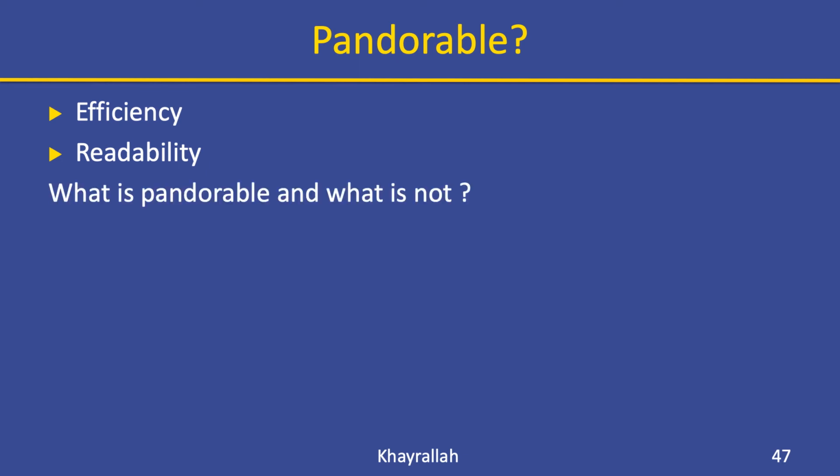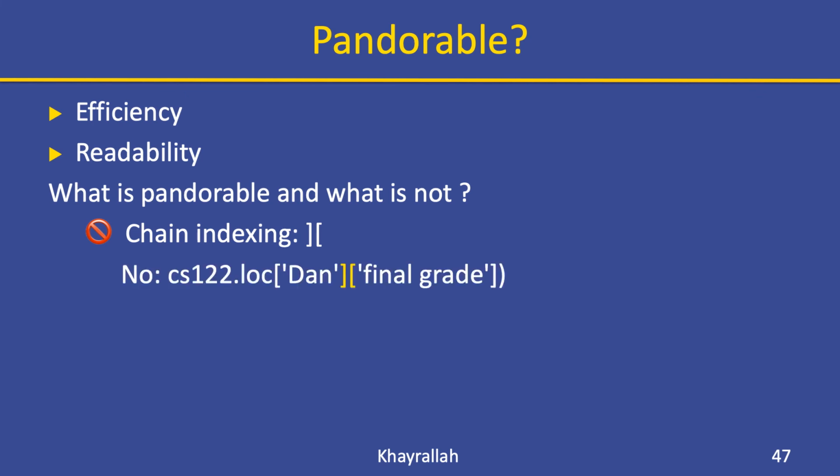So what is Pandorable and what is not? The first thing that is not Pandorable is chain indexing. Whenever you see back-to-back square brackets, that should raise a flag. That is not Pandorable. So we should not index by label and column back to back. We should not write loc of Dan and then final grade by chaining this indexing. We index by row here and then by column. This will work, but it's not Pandorable. We should never use this in our code.